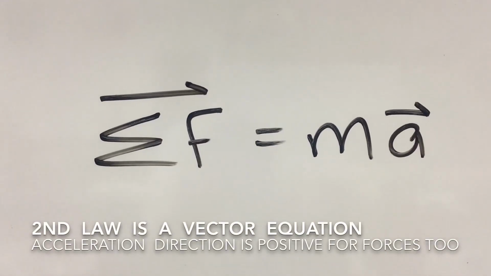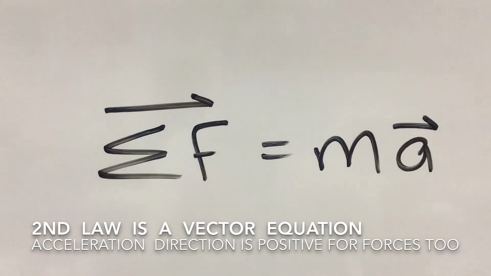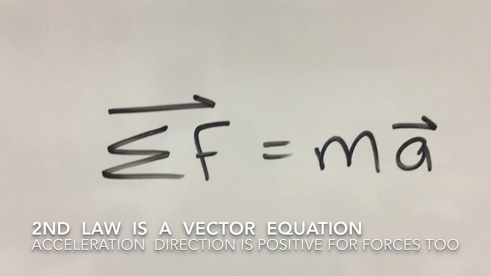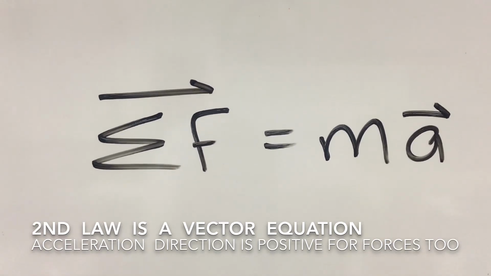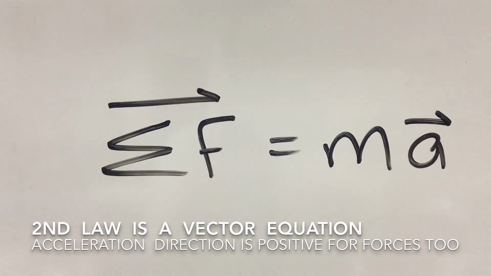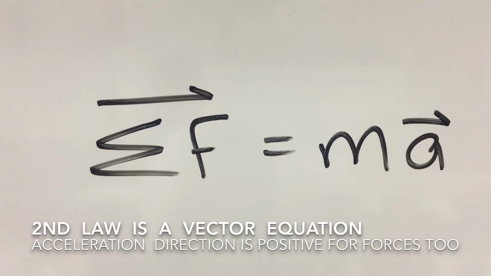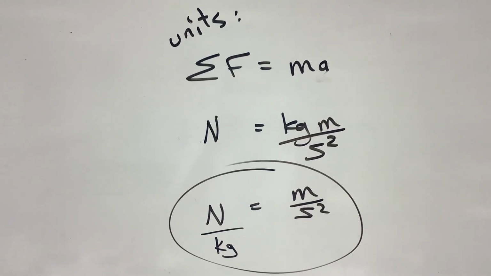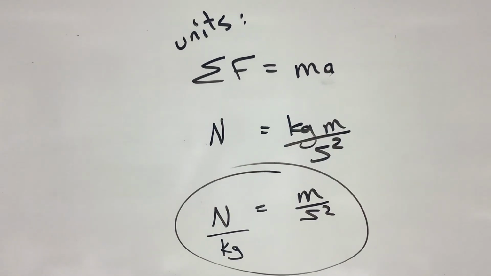Remember that Newton's second law is a vector equation. The acceleration that results from a net force is in exactly the same direction. And if you have an acceleration that is to the right, and you put a positive in for that, that means that the force to the right is also positive, and any force to the left would be negative. Keep that in mind. Use that for your directions and your positive, negative. Look closely at Newton's second law, and you will see that newtons is equal to kilogram meters per second squared, but newtons per kilogram is equal to meters per second squared. Keep that in mind.